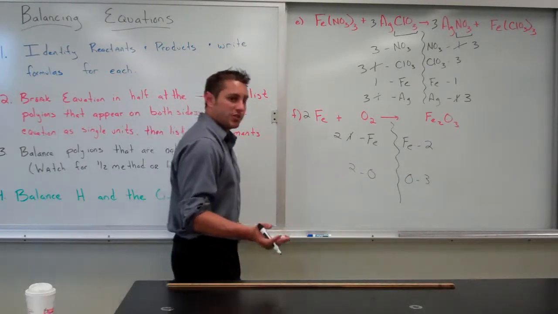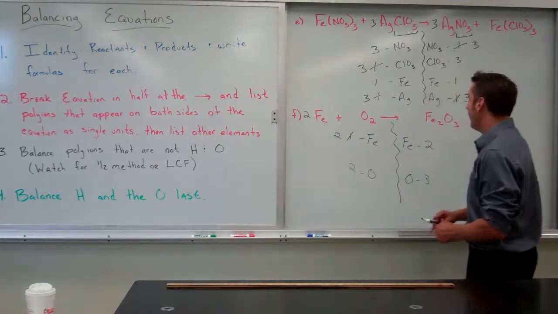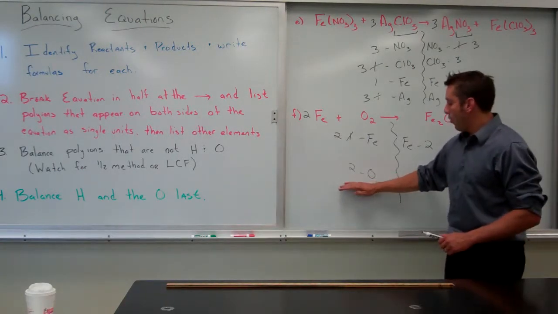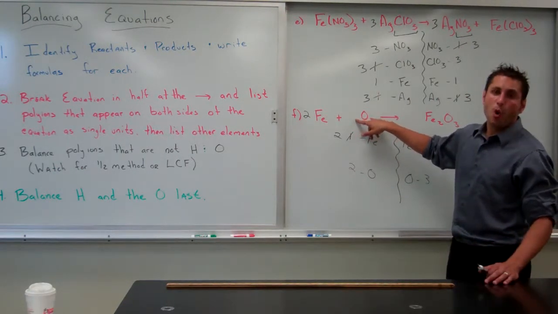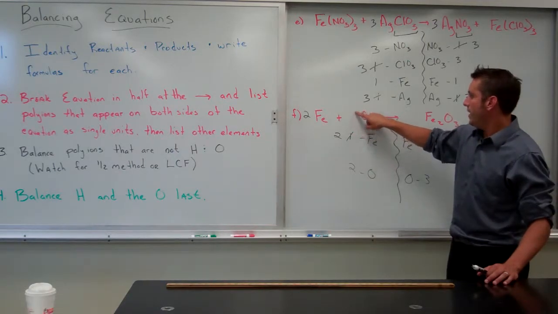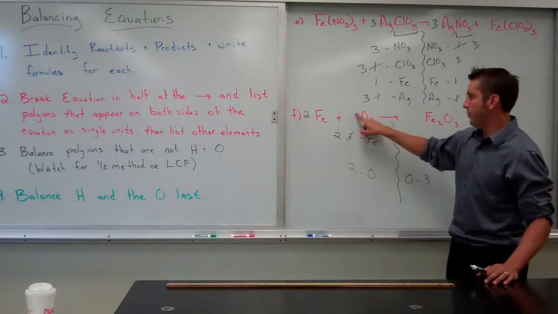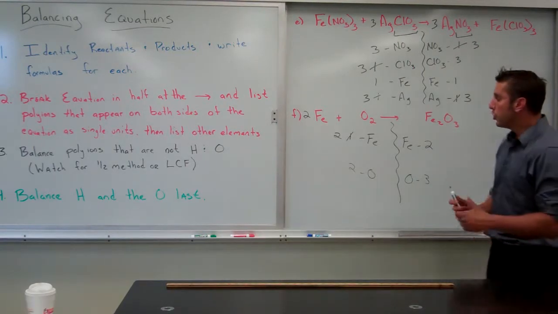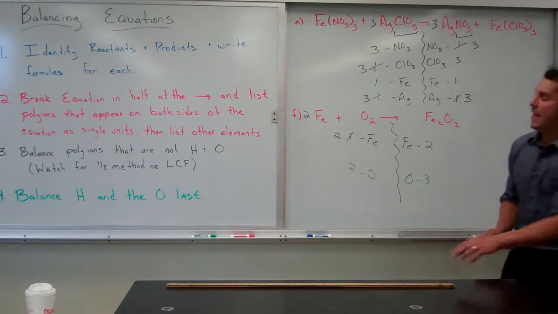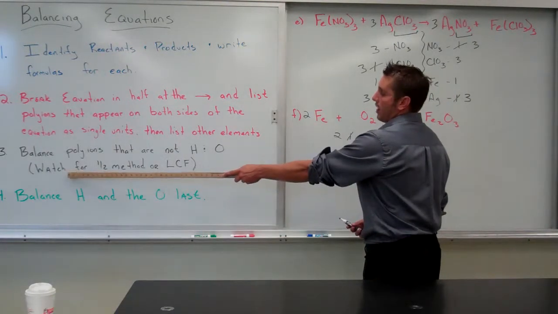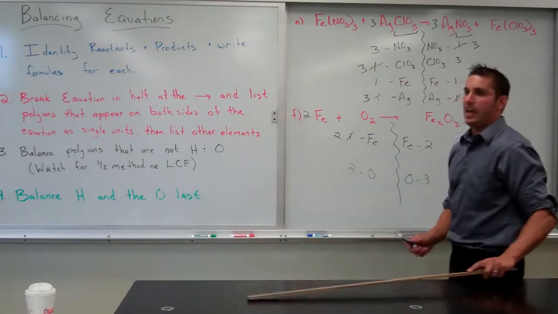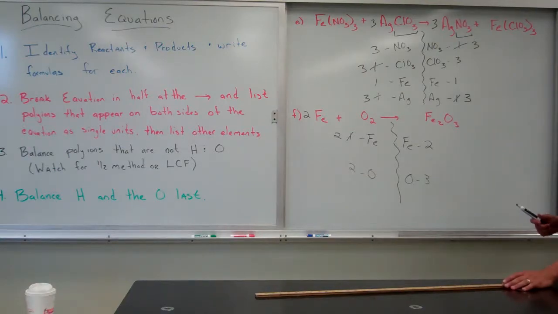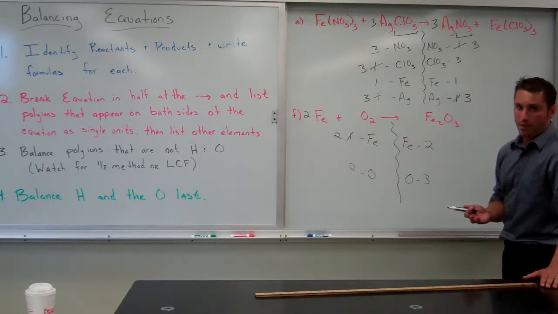And here is the first time we run into a problem where if I have 3 on the right and I want to get 3 O's, there's no whole number here that will do it. Right? If I put a 1 here, it's a 2. If I put a 2 here, it's a 4 and I overshoot it. So there's 2 ways you can tackle this. And that's what this is all about. Watch for the half method or the LCM. Right? With the idea of balancing these odd numbered ones.